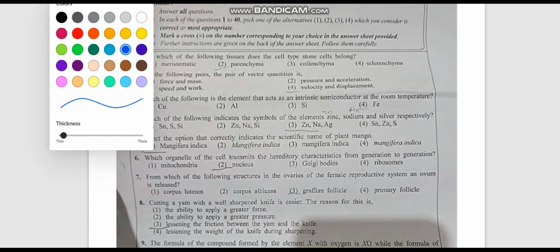Which of the following tissues does the cell type stone cells belong to? Now we should understand that these are all tissues they have given. Meristematic tissue has meristematic cells, parenchyma tissue has parenchyma cells, collenchyma has the collenchyma cells. Sclerenchyma, you should know, has two types of cells, that is the stone cells and the fibers. Stone cells are also called sclereids. Therefore the tissue which has the type stone cells is sclerenchyma. Therefore the answer for this question is the fourth one.